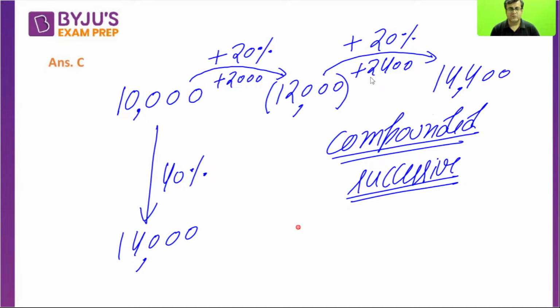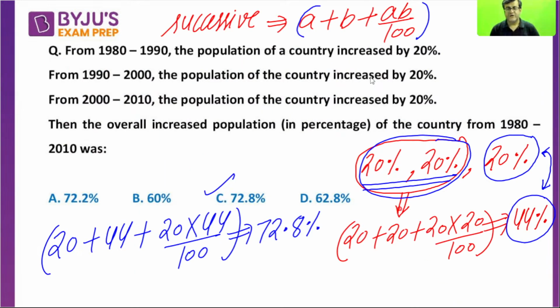Okay. Clear now? So it happened. 20 and 20, directly you could find out 40% in your mind. 20 plus 20 plus 20 into 20 by 100: 20, 20, 40 plus 4, 44%. Okay, beta, now verbally you could find out 44. Now you can use these two: 44 plus 20 plus 44 into 20 by 100. Finally it gives you 72.8. Okay.